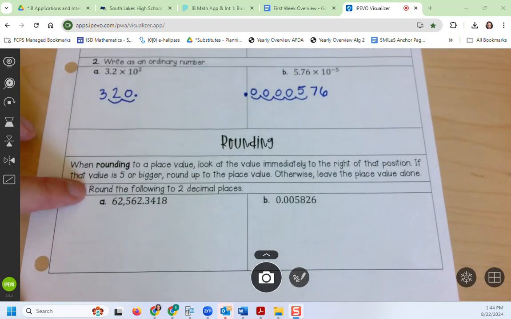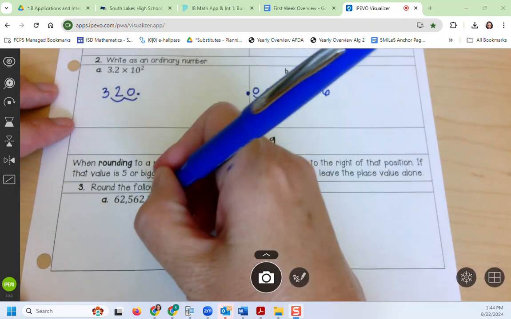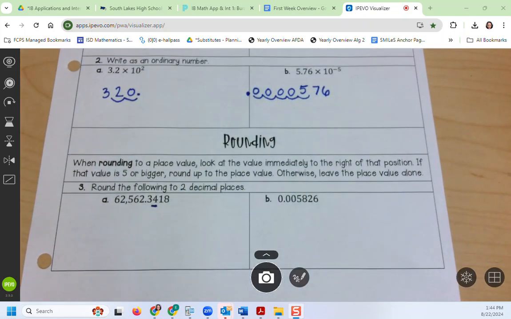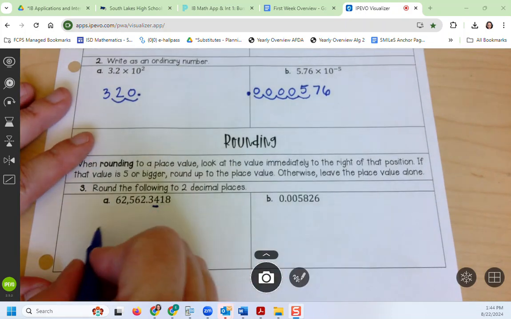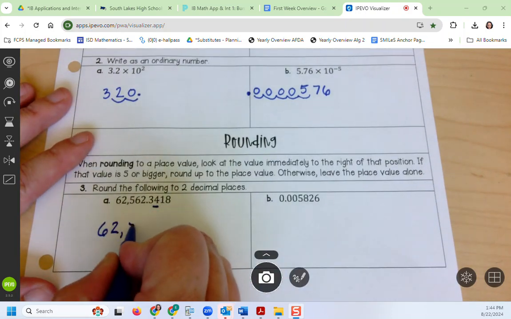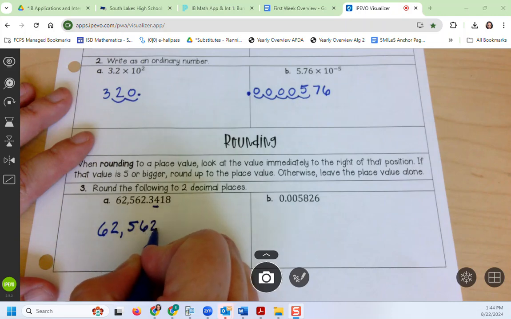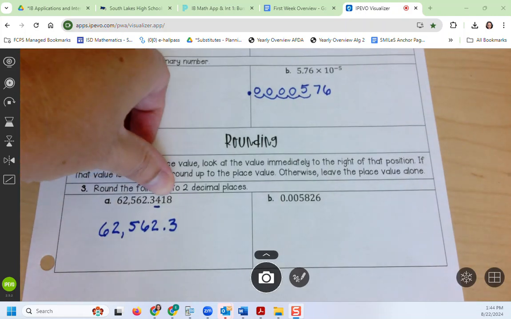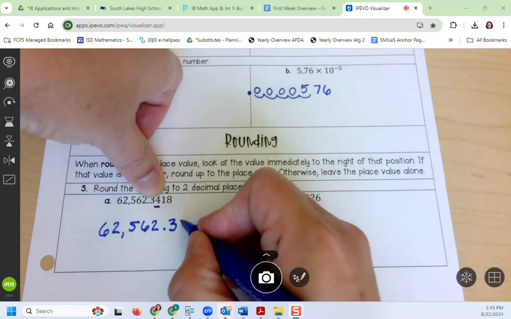It says to round to 2 decimal places. So that means this is what I'm rounding to, the 4. And the only question is, does it stay 4 or does it go up? So let me write the other digits real quick. 2 decimal places. 62,562.3. And then the 4 either stays 4 or it goes to 5. I have to look at the number after the 4, which is a 1. And that 1 is not greater than or equal to 5, so that means it stays a 4.